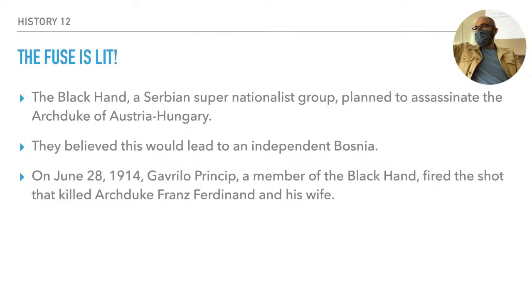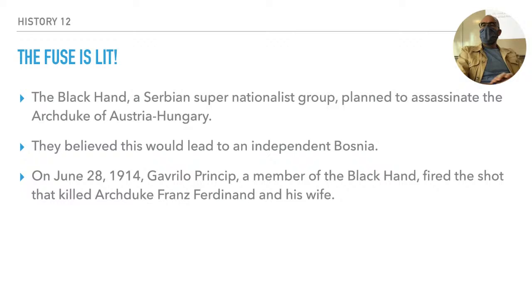And they've got a few people in the crowd just in case. So on the day there, on June 28th, the car comes driving by, and one member of the Black Hand chickens out. He's like, nope, I'm too scared. I see a policeman over there. Nope. Not going to do it. So he doesn't do it.